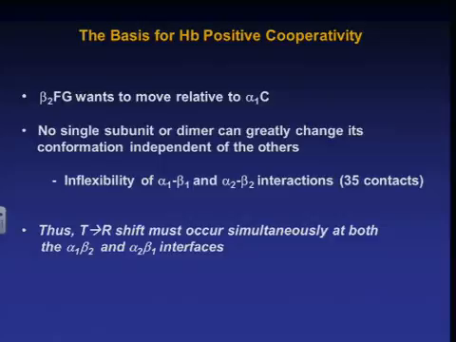Do you understand that? All right? So if everybody moves, then this TR shift must occur simultaneously at both of these interfaces. So when you look at the heme, for oxygen to bind, that histidine has to move over with the heme ring flattening out, and that FG valine has got to move.